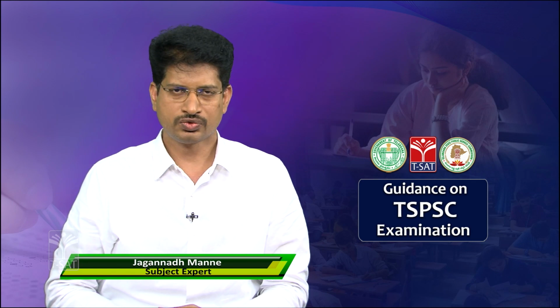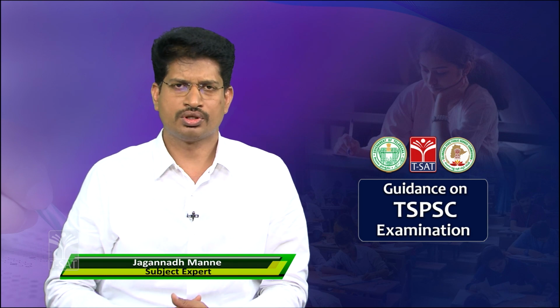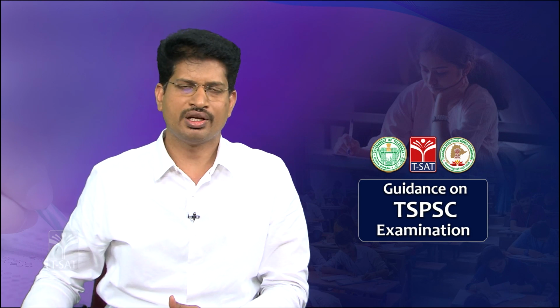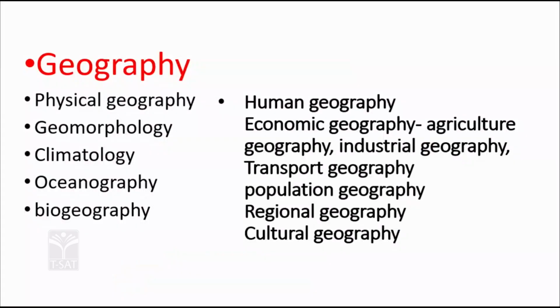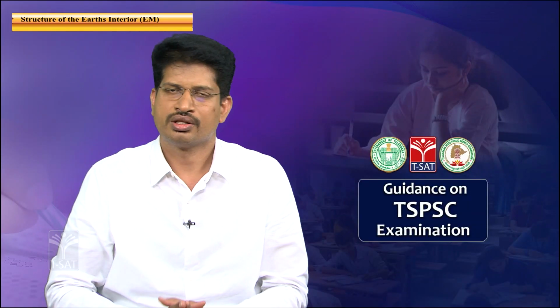I'm going to introduce geography today, and I'm going to discuss the interior structure of the Earth. To introduce geography, it mainly has two branches: physical geography and human geography. Physical geography is science, whereas human geography is social studies. So geography has mainly two branches. One is science, that is physical geography. The second is social studies, that is human geography.